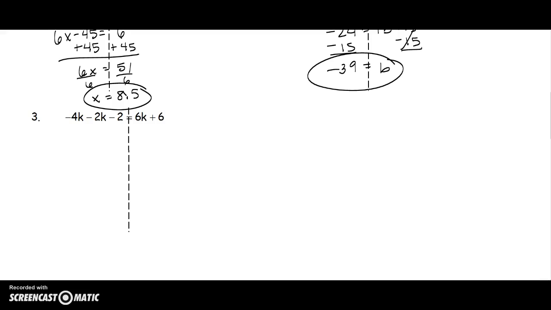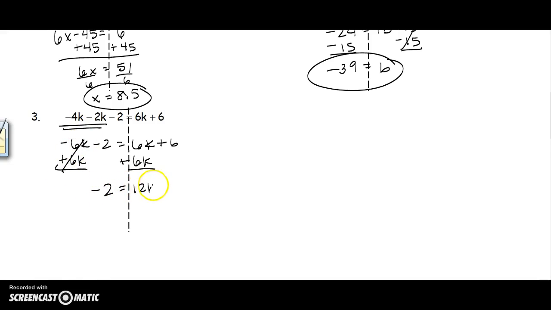So if you noticed in number 3, there's no parentheses, but you do have like terms on the left-hand side. So if you were to add those together, you're going to get negative 6k minus 2 is equal to 6k plus 6. Which is the smaller, negative 6 or 6? And it's negative 6, so let's go ahead and add 6 to both sides. And you get negative 2 is equal to 12k plus 6. Subtract 6. And you get negative 8 is equal to 12k.